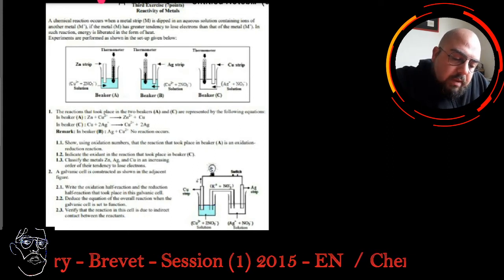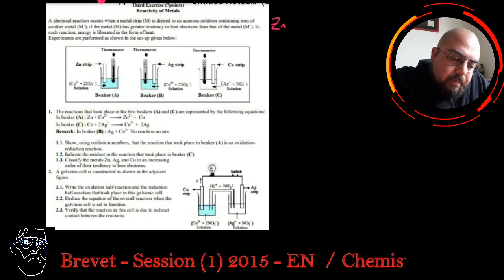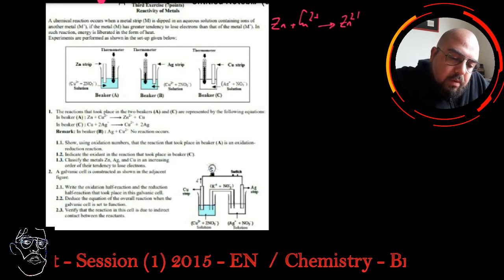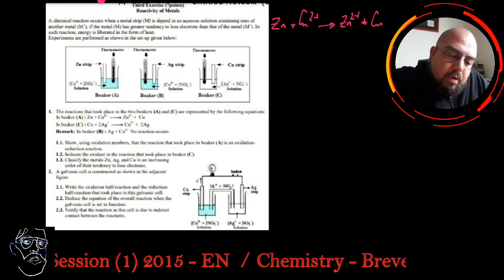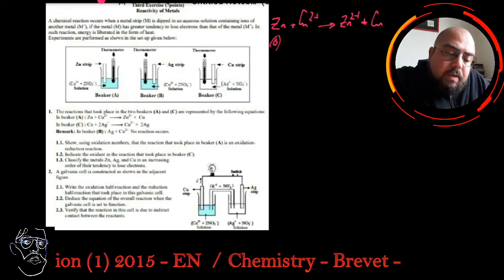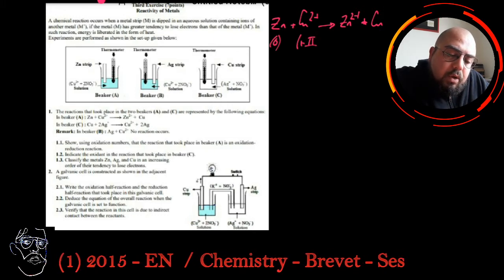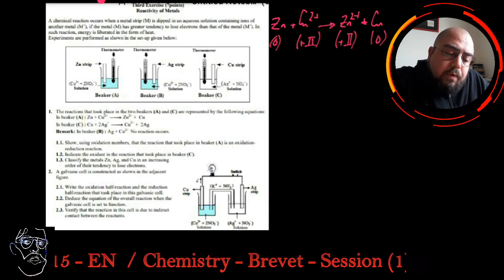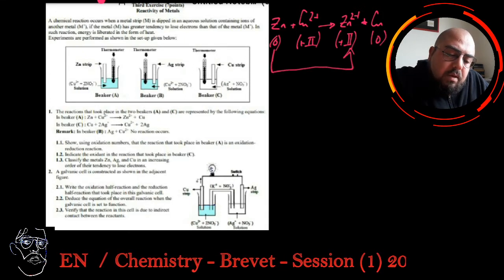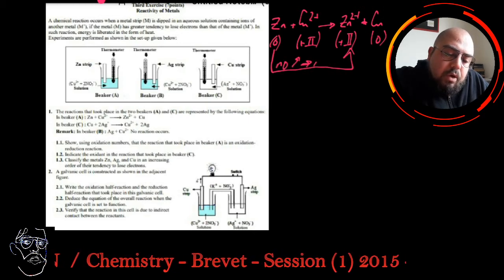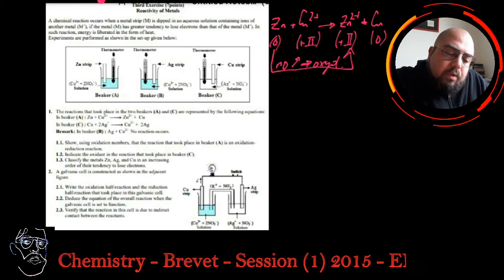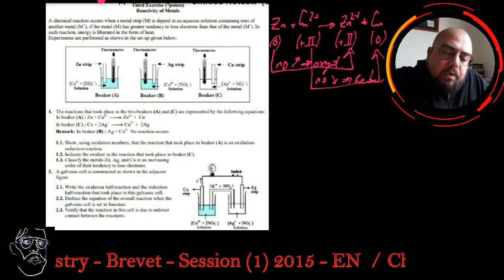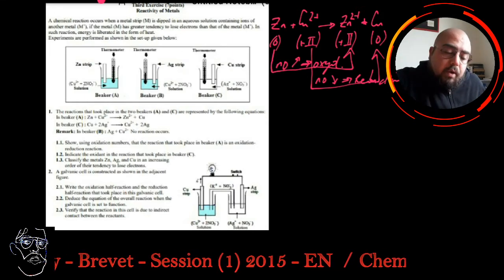So we will have to say that this is what is happening in beaker A: Zn plus Cu2+ will give you Zn2+ plus Cu. So Zn, its oxidation number is 0 because it's a simple element. Cu2+ is +2, it's the charge. Zn2+ is again +2, it's the charge, and Cu is 0, it's a simple element. So for Zn, the oxidation number is increasing from 0 to +2, so we have an oxidation. As for Cu2+ to Cu, the oxidation number is decreasing, we have a reduction. So since we have oxidation and reduction at the same time, we can say that it's a redox reaction.